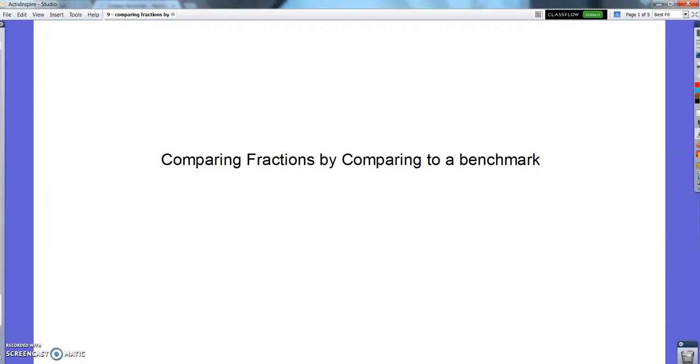Good evening, 4th grade. Today's comparing fractions strategy is comparing fractions by comparing them to a benchmark. So go ahead and write that as the title on your next free page in your math notebook, then close it up. Mark your page, then close it up, and then unpause when you're ready to go.